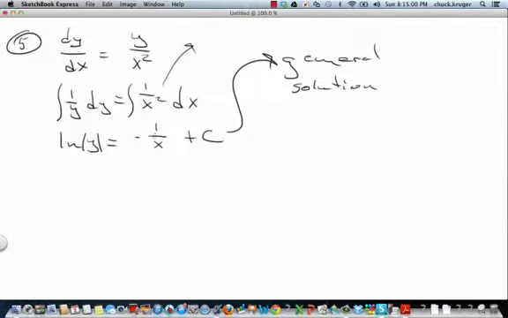Remember, just for those that want to know how I did that so quickly, this is x to the negative 2 power, so when I add 1 to a negative 2, I get a negative 1, which means it's in the denominator, and I multiply by the reciprocal.